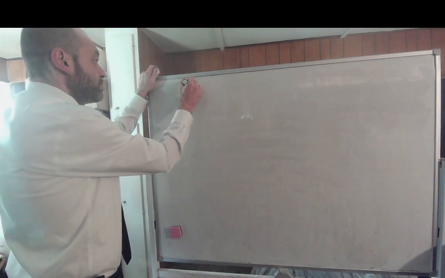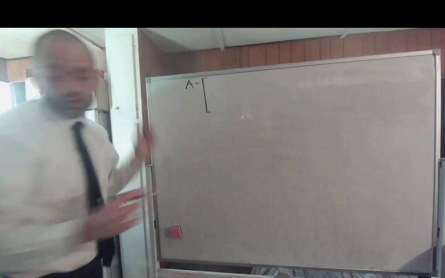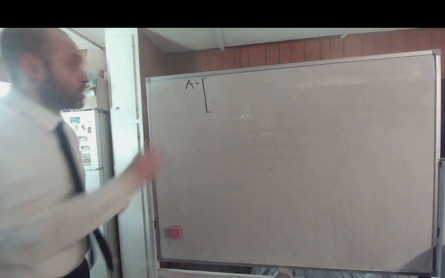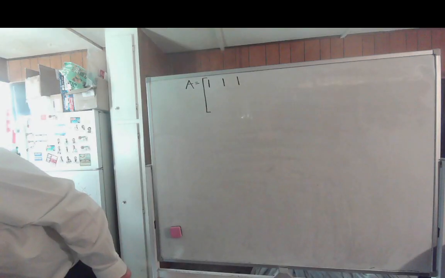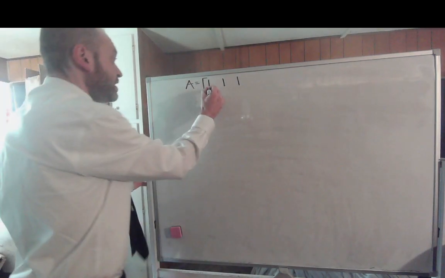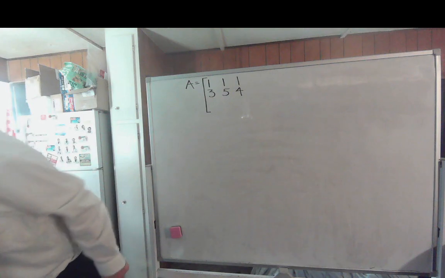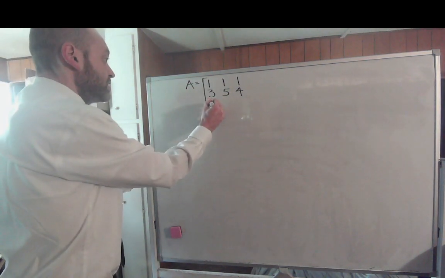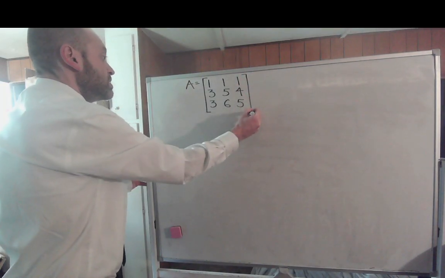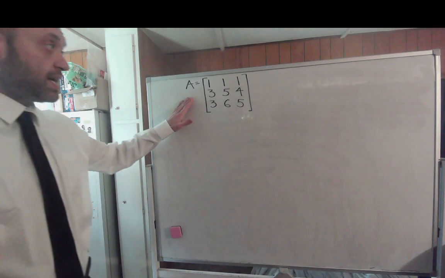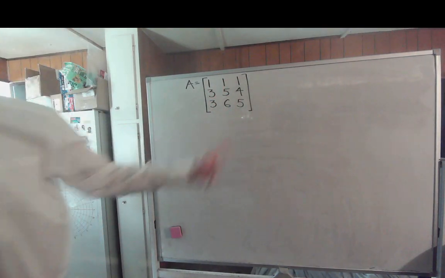So let's say we have some matrix A. It's going to have entries 1, 1, and 1, 3, 5, and 4, and then 3, 6, and 5. So here's your original matrix, matrix A. You have entries 1, 1, 1, 3, 5, 4, 3, 6, and 5.